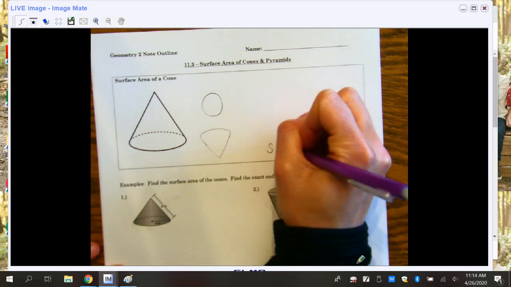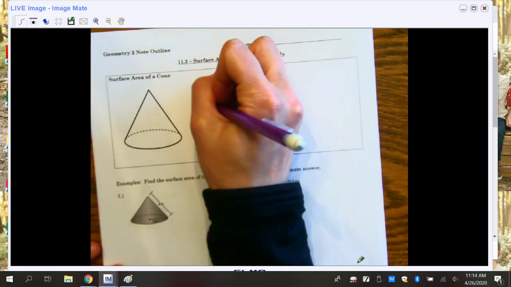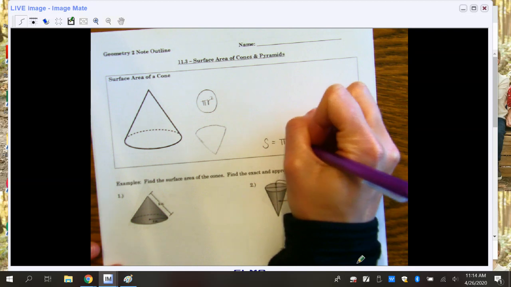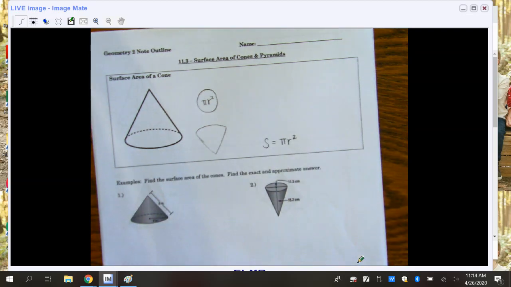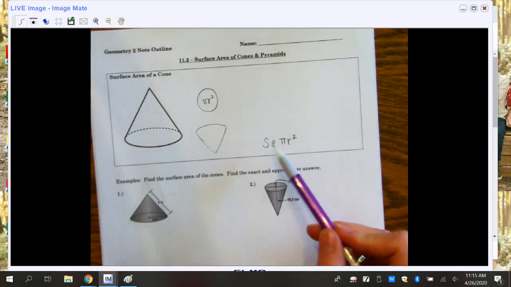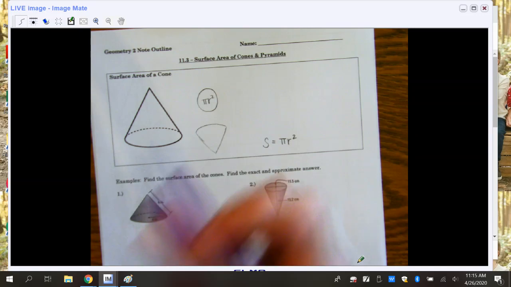So the formula for that, since the base is always going to be a circle, the formula for the area of a circle is pi r squared. But we're not going to multiply that by 2 like we did with cylinders because there's only one circle. The reason why we multiplied that by 2 was because a cylinder has that top circle and the bottom circle.